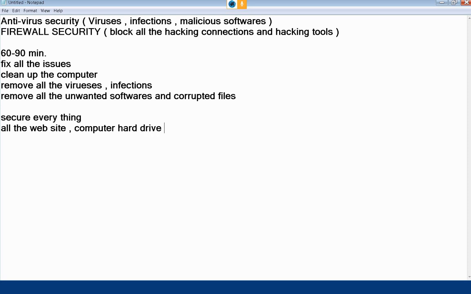Do you know the computer hard drive? It's the brain of your machine. And after that, your personal information. Don't think, sir, that you are not using the computer. Anyone can misuse your machine with the help of their bad motives.